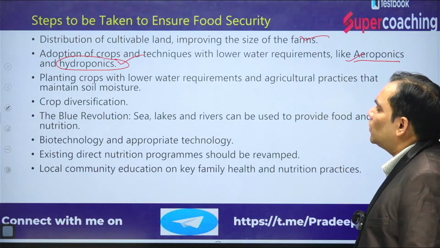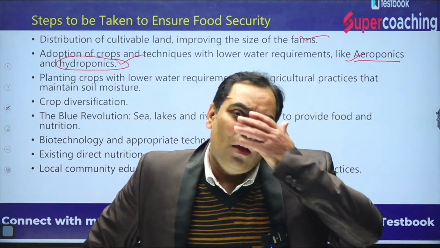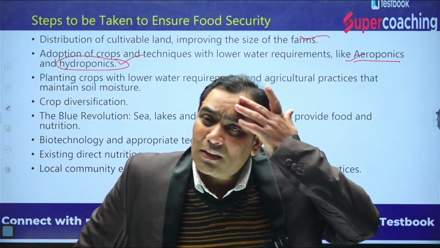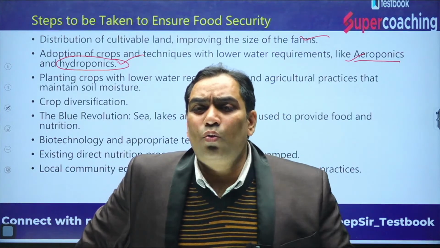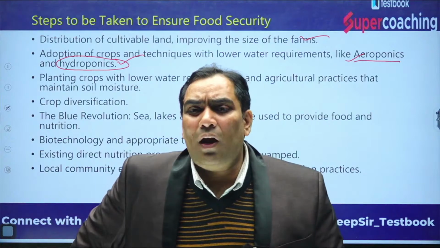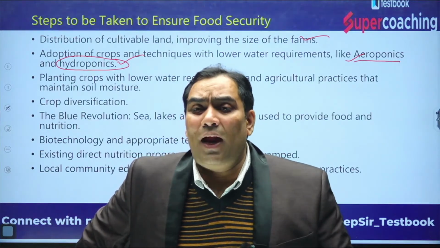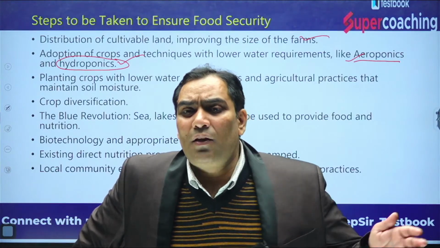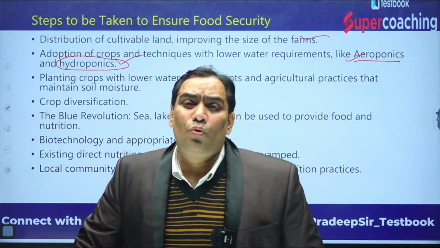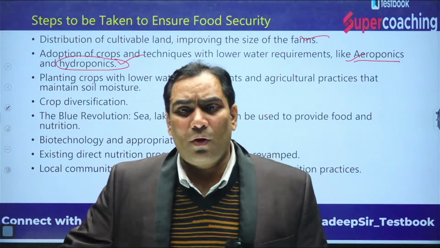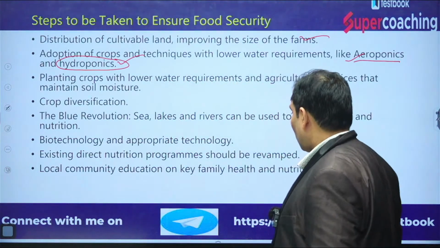We can use plants with lower water requirement. In order to do the irrigation, we can use micro irrigation measures, like drip irrigation or sprinkler irrigation, just to avoid the wastage of water and to supply water according to the need of the plant. Because in flood irrigation, there is a flow of nutrients as well from the soil.